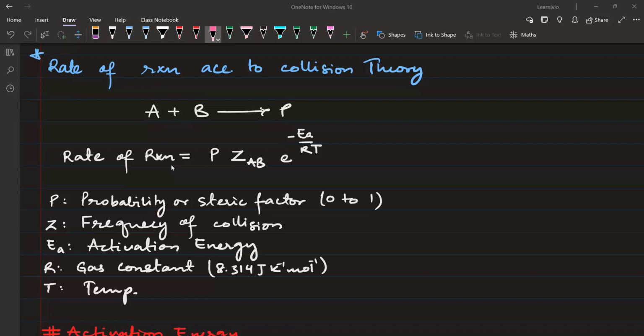So that probability is there. Ea is the activation energy, R is the gas constant and T is the temperature. They won't ask much about these, but what is specifically important here is P and Z. P is the probability factor, which lies from 0 to 1, and Z is the frequency of collision, how many collisions are happening per second.